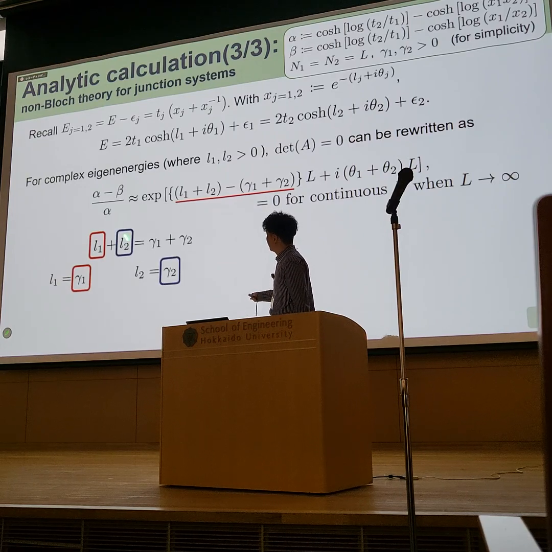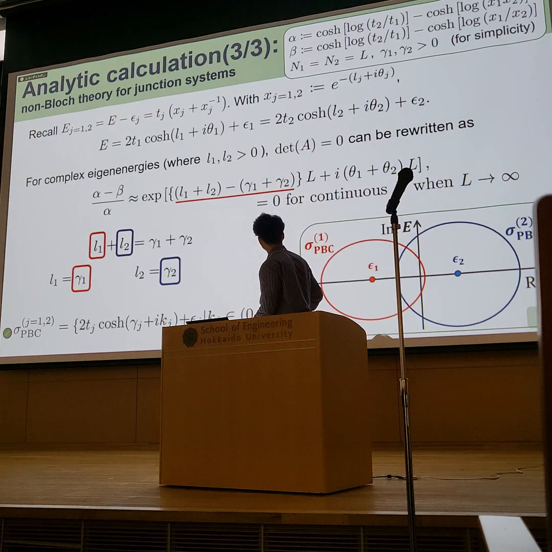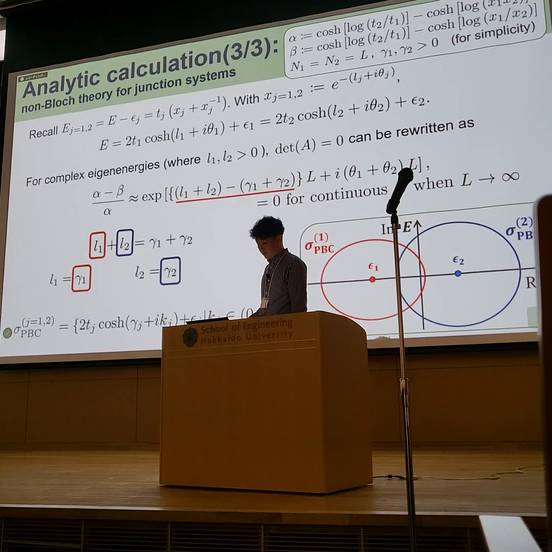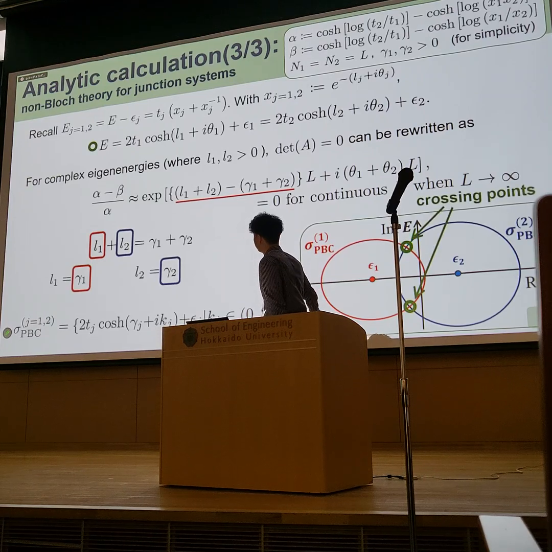And if we apply L1 and L2 to the eigenenergy here, exactly here and here, then it perfectly matches the PBC spectra of the subsystems we previously saw. Right, so if such a solution exists, it corresponds to the eigenenergies appearing at the crossing points of the PBC spectra of the subsystems. But this is actually just some part of the entire possible eigenenergy.